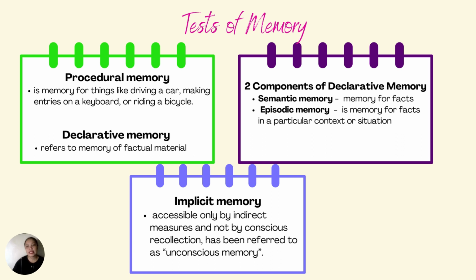Now, procedural memory is memory for things like driving a car, making entries on a keyboard, or riding a bicycle. While declarative memory refers to memory of factual material. Now, there are two components of declarative memory, that is, semantic and episodic memory. Semantic memory is, strictly speaking, memory for facts. Episodic memory is memory for facts in a particular context or situation. Now, an example of episodic or context-dependent memory might be the recollection of a classmate's name while in class, but not at a chance meeting during a social event. Now, implicit memory is accessible only by indirect measures and not by conscious recollection. It has been referred to as unconscious memory.